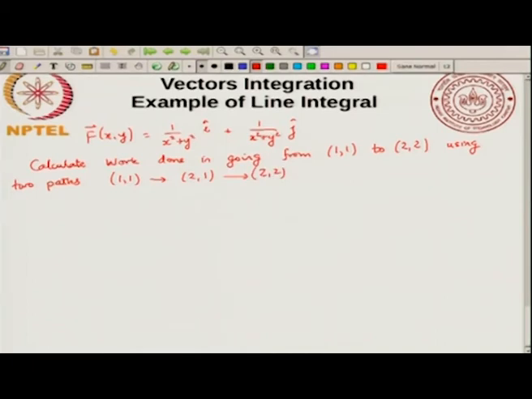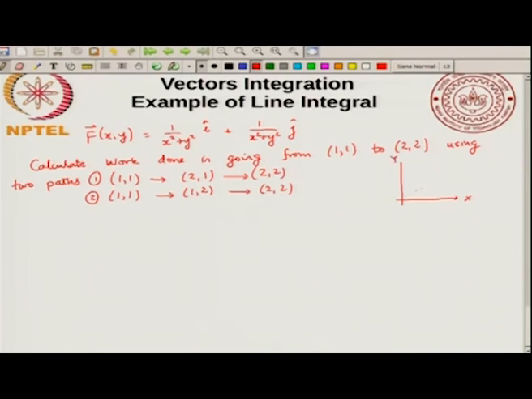Okay. And then the second path, so this is the first path. The second path is you go from (1,1) to (1,2) and then to (2,2). Okay. So just pictorially, what you have is you have the x and y.